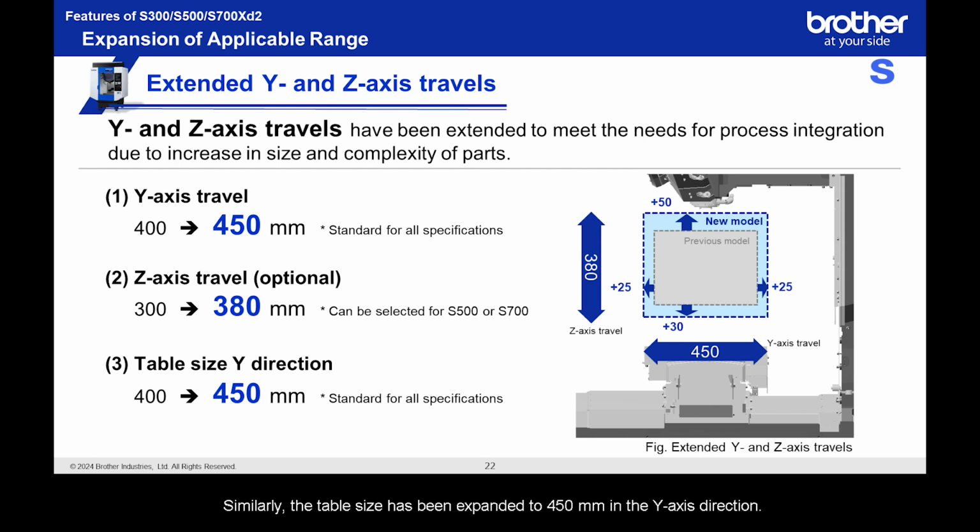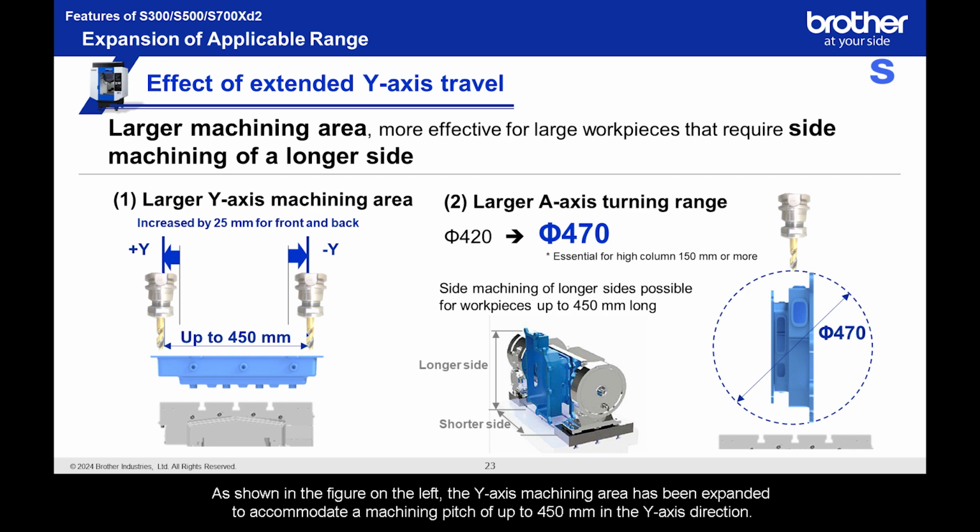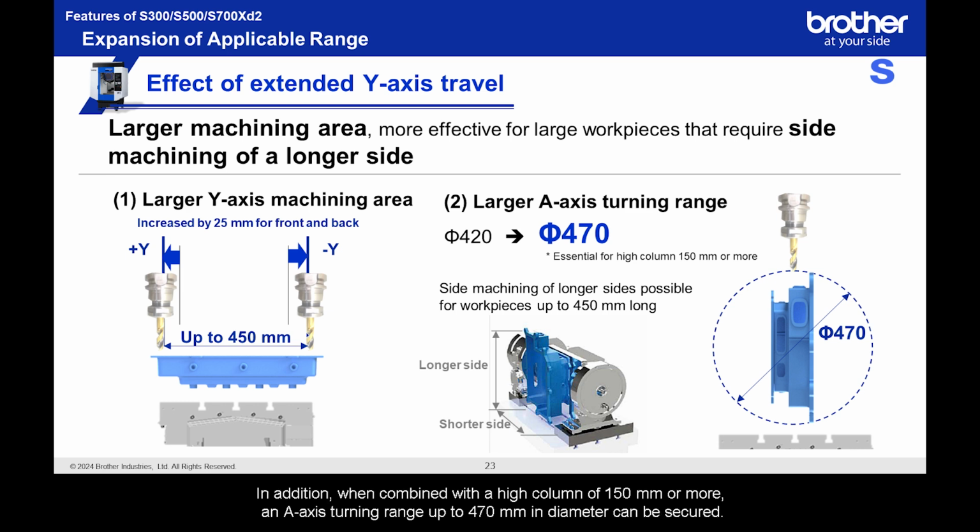Similarly, the table size has been expanded to 450 mm in the Y-axis direction. Let's look at the effect of the extended Y-axis travel. As shown in the figure on the left, the Y-axis machining area has been expanded to accommodate a machining pitch of up to 450 mm in the Y-axis direction. In addition, when combined with a high column of 150 mm or more, an A-axis turning range up to 470 mm in diameter can be secured.